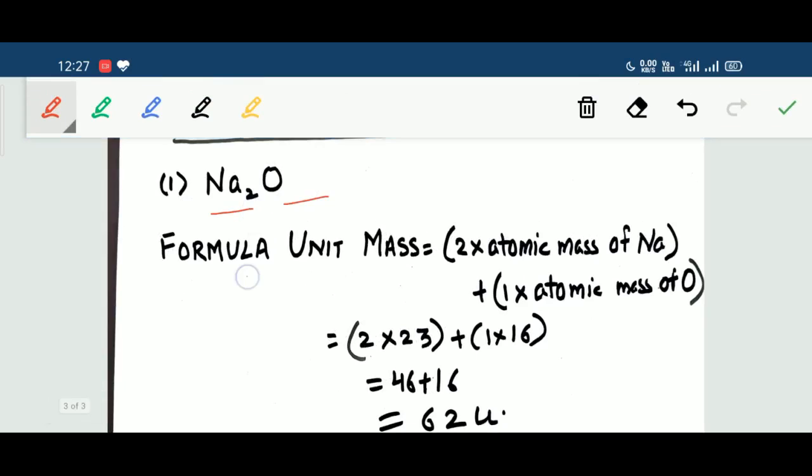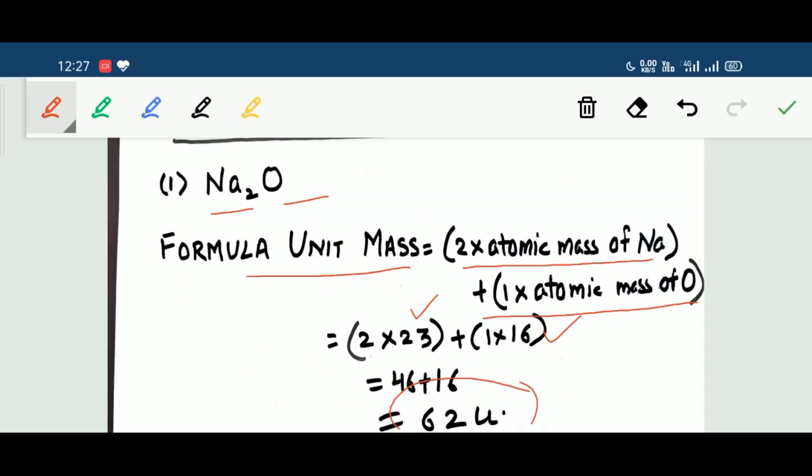Therefore formula unit mass will be equal to 2 into atomic mass of sodium plus 1 into atomic mass of oxygen. And on substituting the values of atomic masses of sodium, that is 23, and atomic mass of oxygen, that is 16, the formula unit mass comes out to be 62 u.